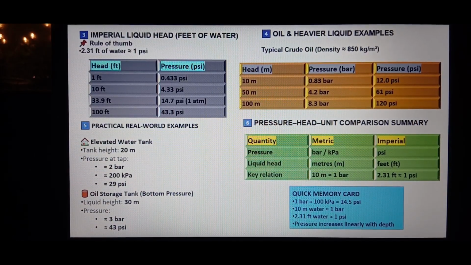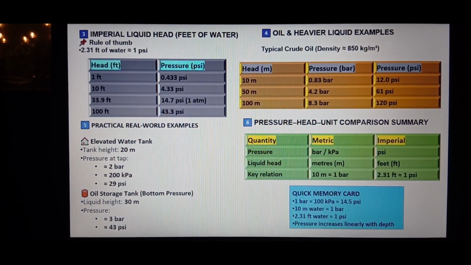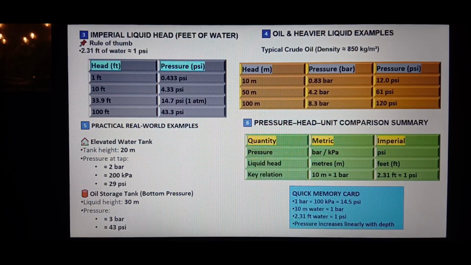Okay, we're going to look at the imperial liquid head in feet of water. Rule of thumb: 2.3 feet of water is equal to 1 psi. So if the head is 1 foot, then the pressure would be 0.433 psi. If it's 10 feet, then the pressure is 4.33 psi. And if it's 33.9 feet, it would be 14.7 psi. And that 14.7 psi is the same as 1 atmosphere.